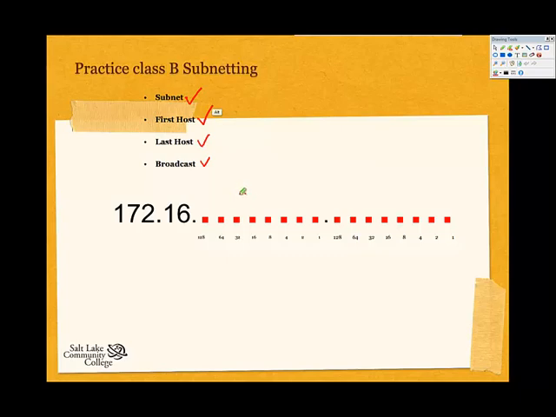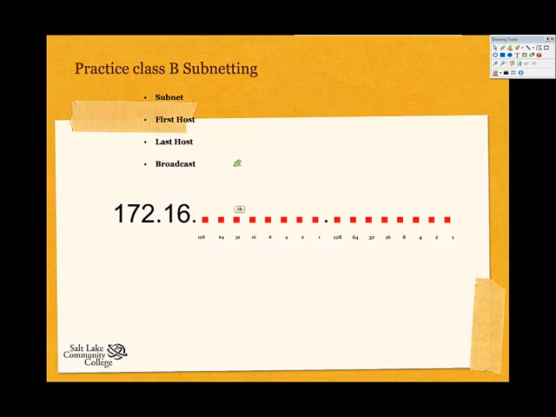Okay, so let's go ahead and do that. Let's get a Class B subnetted. And what we're going to do is select that we need 4 networks. We'll start out easy. So 4 networks. Ask yourself, how many bits do I need for 4 networks? We know we've been working with this in the Class C.